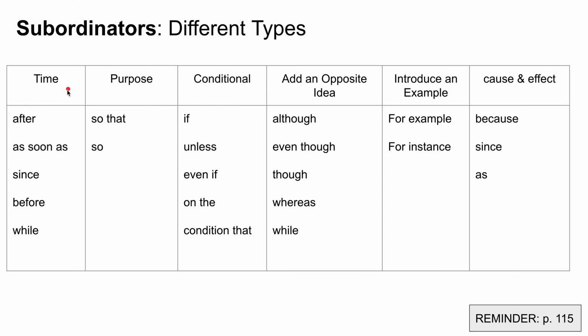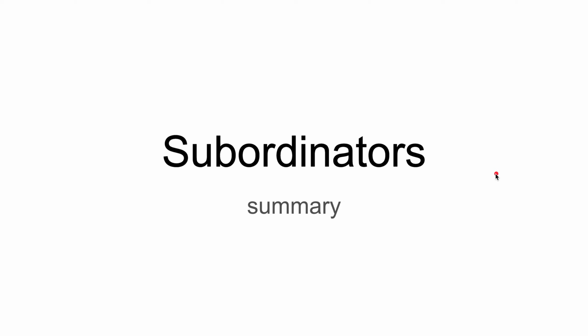We have subordinators of time, such as after, as soon as, since. For purpose, so that, so. For conditions, if, unless, even if. To add an opposite idea, although, even though. To introduce an example, for example, for instance. And for cause and effect, because, since, and as. So, quick summary.